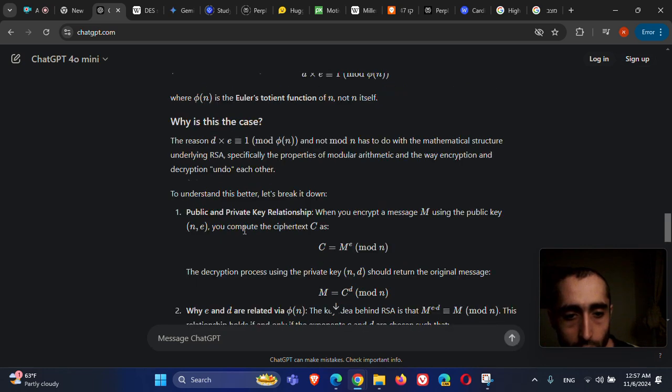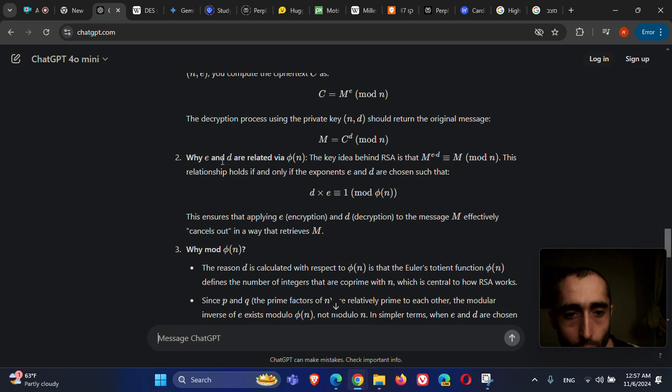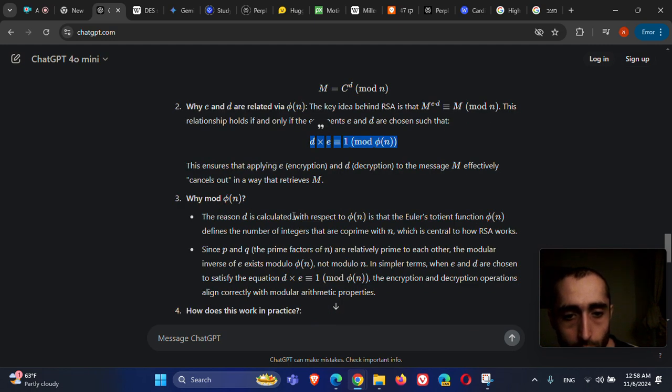To understand better, let's break it down. Public and private key. This is the key. The decryption process using the private key should be this one. Why are e and d related this way? The key idea behind RSA is that e and d share this relation, which holds if and only if the exponents e and d are chosen such that applying d and encrypting the message effectively cancel out each other, giving m mod n. The reason d is calculated with respect to the totient is that the totient function defines the number of integers that are co-prime with n, which is central to how this works.